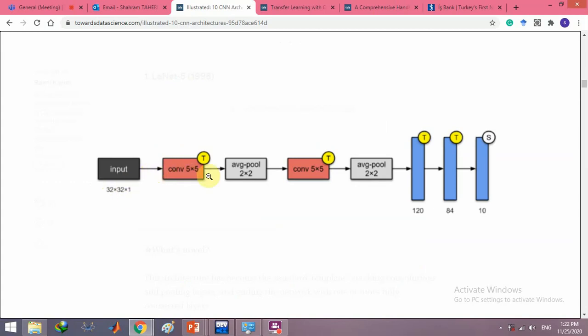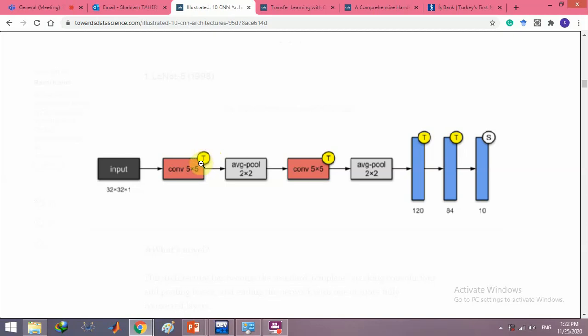Then they give it to 2 convolutional layers. The first convolutional layer uses a 5 by 5 kernel, and the activation of the neurons is hyperbolic tangent.